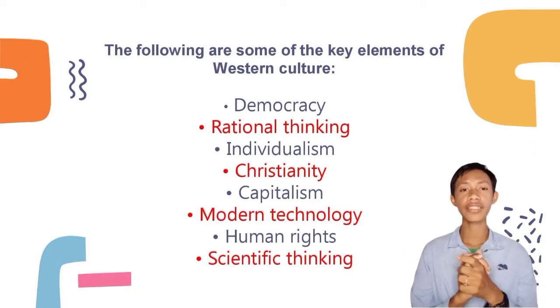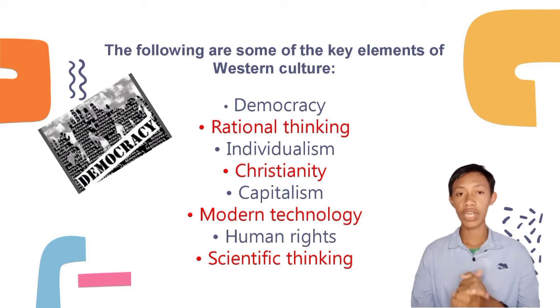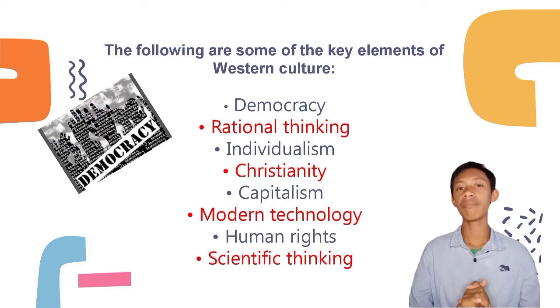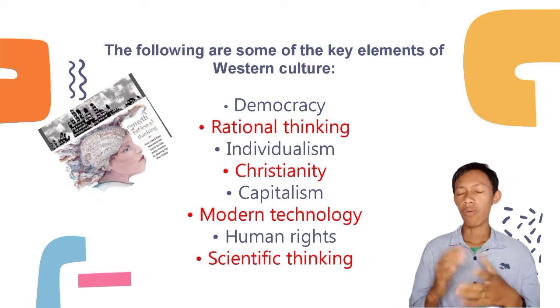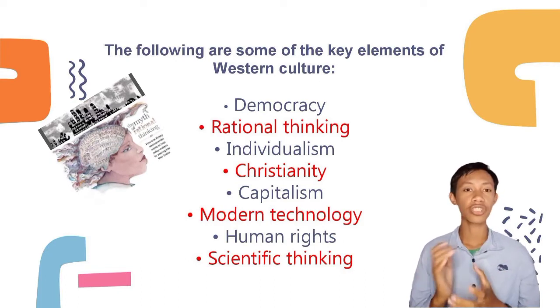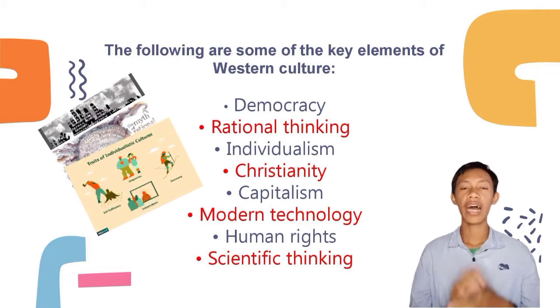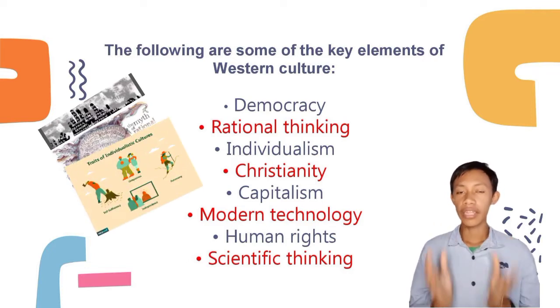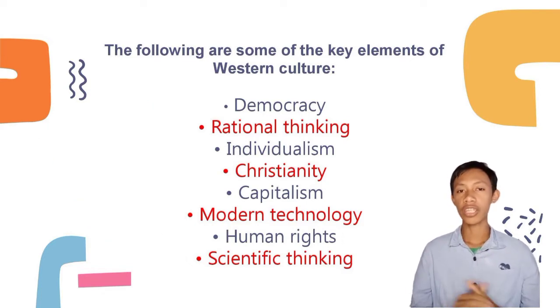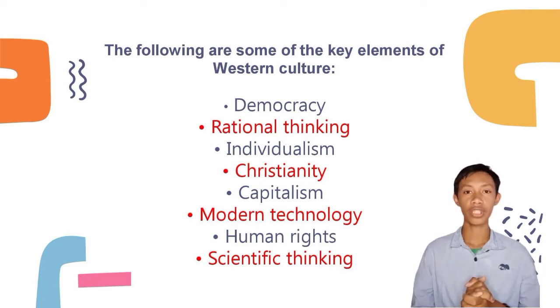The following are some of the key elements of Western culture. Democracy, which is a system of government in which laws, policies, leadership, and major undertakings are directly or indirectly decided by the people. Rational thinking: Western people are very careful in making decisions. Individualism, the habit or principle of being independent and self-reliant. Christianity, capitalism, modern technology, human rights, scientific thinking. Those are the key elements of Western culture.